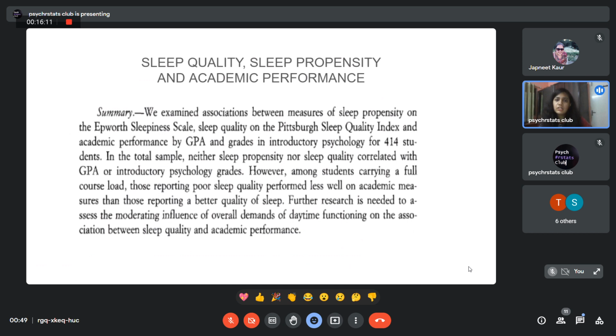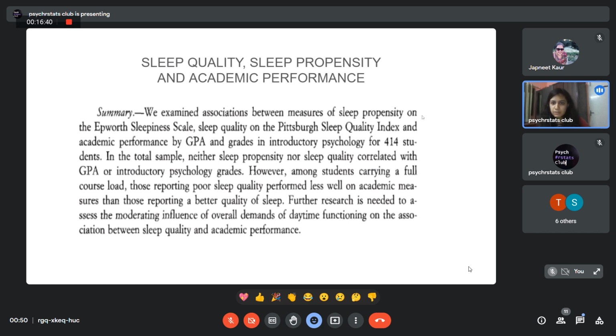So we will just quickly look at this paper and how they have reported descriptive statistics. This is a comparatively older paper, which is why they have not used many plots. In this paper, they have just reported means and SDs. They are looking at how sleep quality and sleep propensity are related to academic performance. So I'll just quickly read this out.